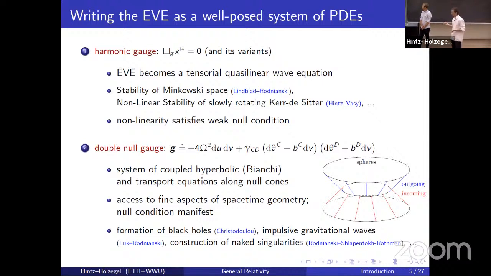This system is very complicated, and it's now a mix. It's not only wave equations, but because gravitational radiation propagates along null hypersurfaces, you get access to the fine aspects of the space-time geometry, and in particular, the null condition that's so important for nonlinear wave equations is manifest in this gauge. This gauge has been used in a variety of contexts: formation of black holes, impulsive gravitational waves, construction of naked singularities, things that we'll hear about later in the talk. So it's a very versatile gauge.